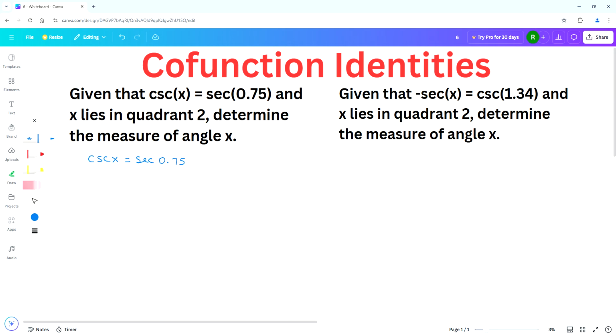As per the problem, x lies in quadrant 2, so we have to use the cofunction identities for quadrant 2, which have the expression pi over 2 plus. We have to find the value of angle x, and we are given the angle value for the secant term. So we should use a cofunction identity using which we can change this secant term into cosecant term with pi over 2 plus an angle value. So we should use the cofunction identity.